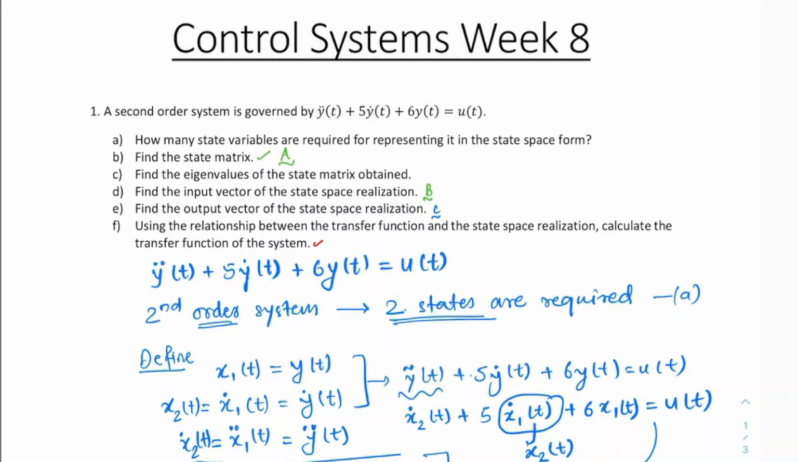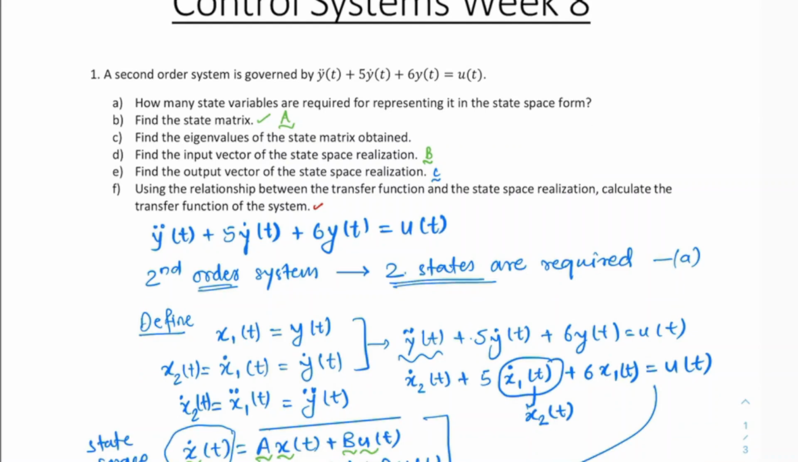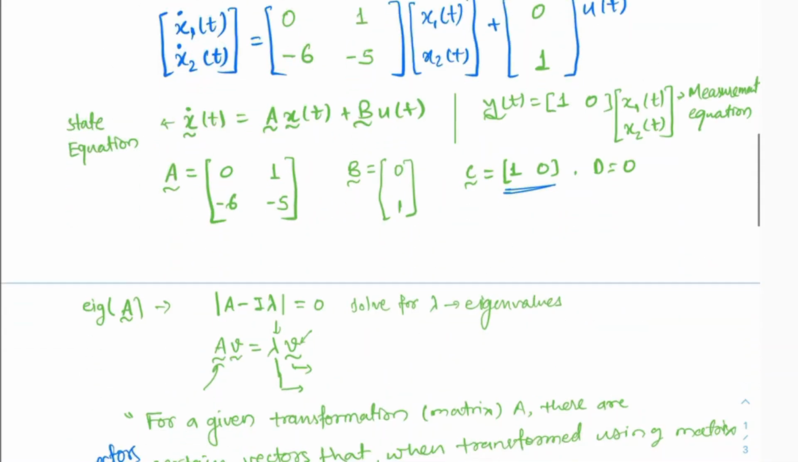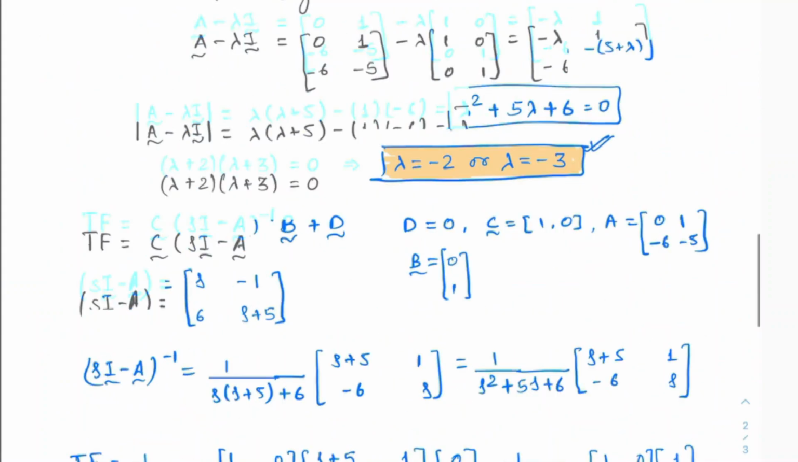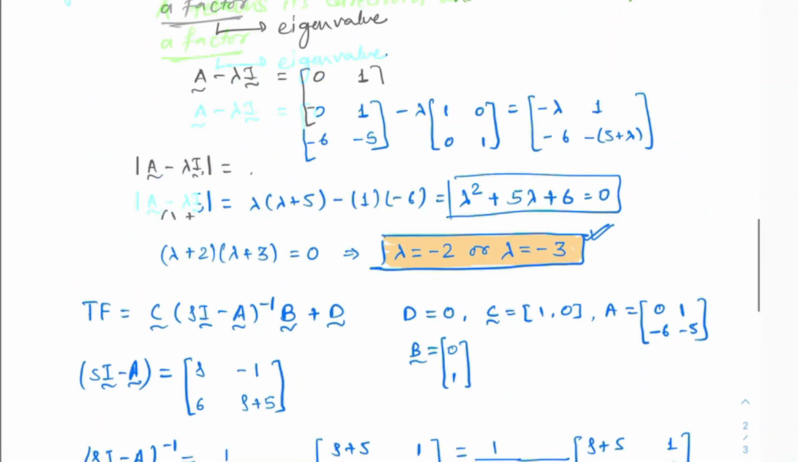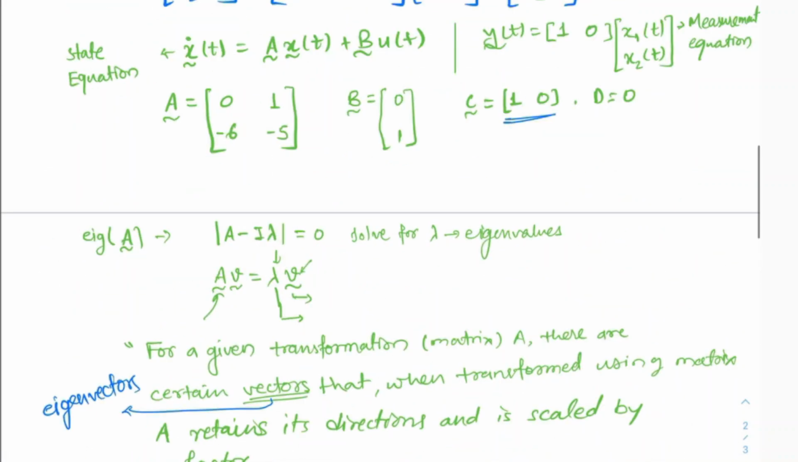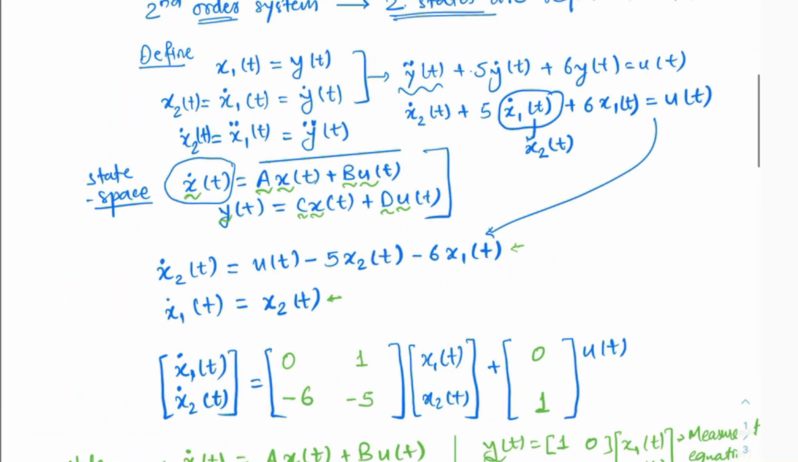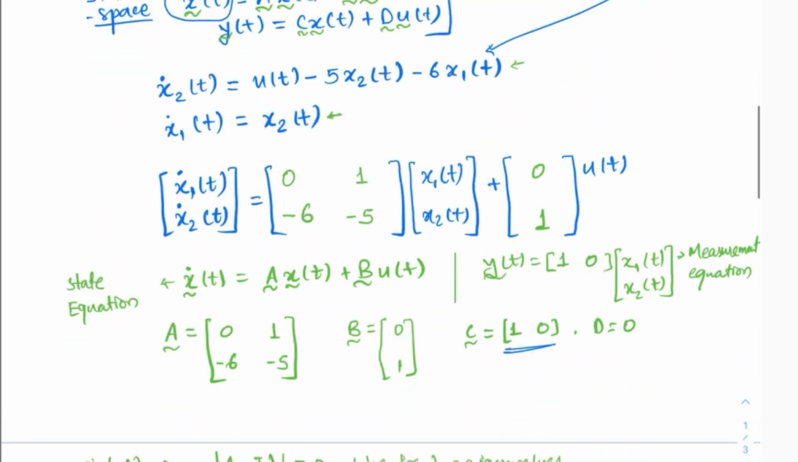We do that because in the transfer function, the relationship is only between input and output, right? So G(s) is Y(s) by U(s). However, when we are writing the state space, we are looking at two different variables here, x1 and x2. So when we look at the state space representation, it brings out certain hidden variables or hidden nodes in the system.